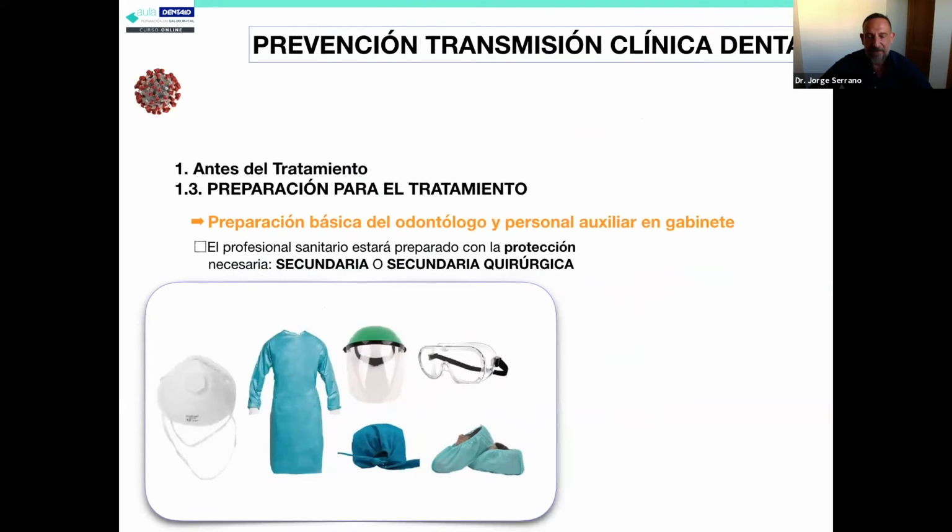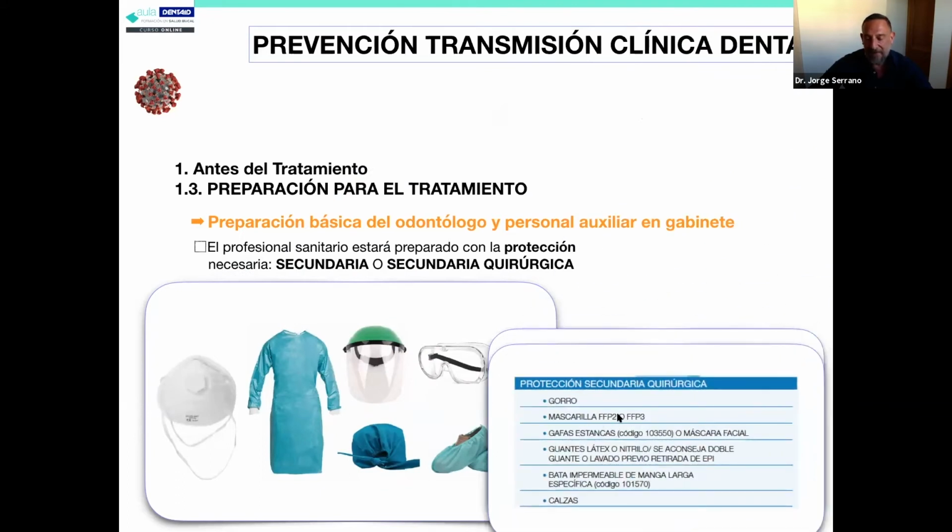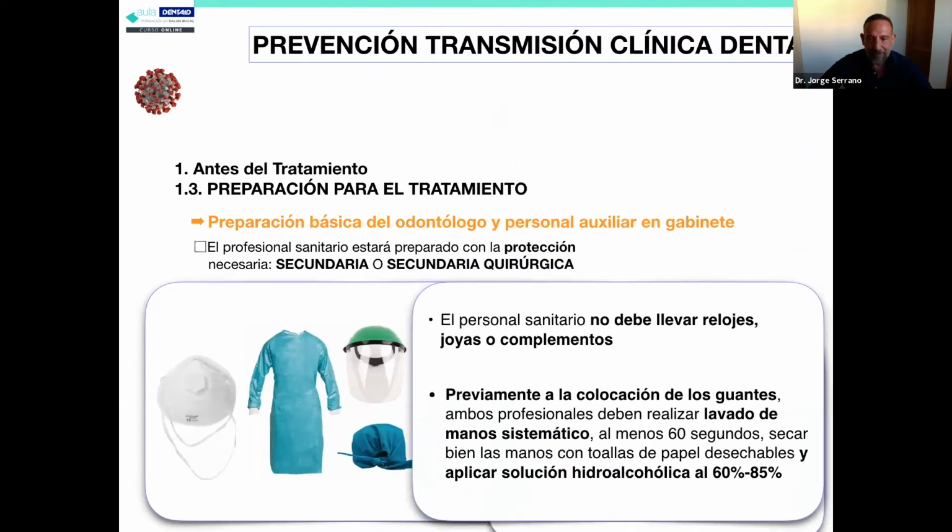What should we do when we treat the patient? Well, we would use a protection system, a secondary surgical system, if we're going to do surgery. As you know: hat, mask, FFP2, glasses or face shield, gloves, latex or nitrile, and covers for the shoes, gowns. And the surgical protection would be the same, but with a higher level of protection.